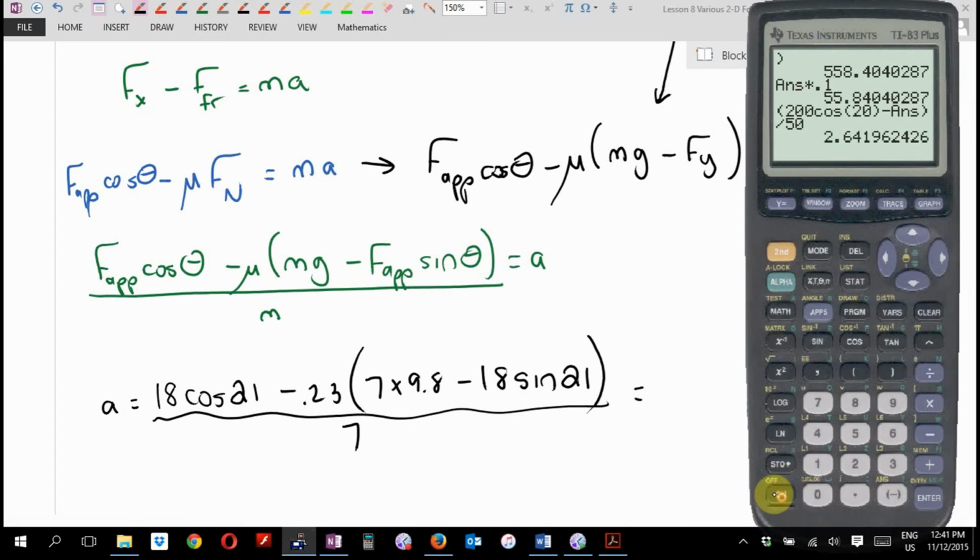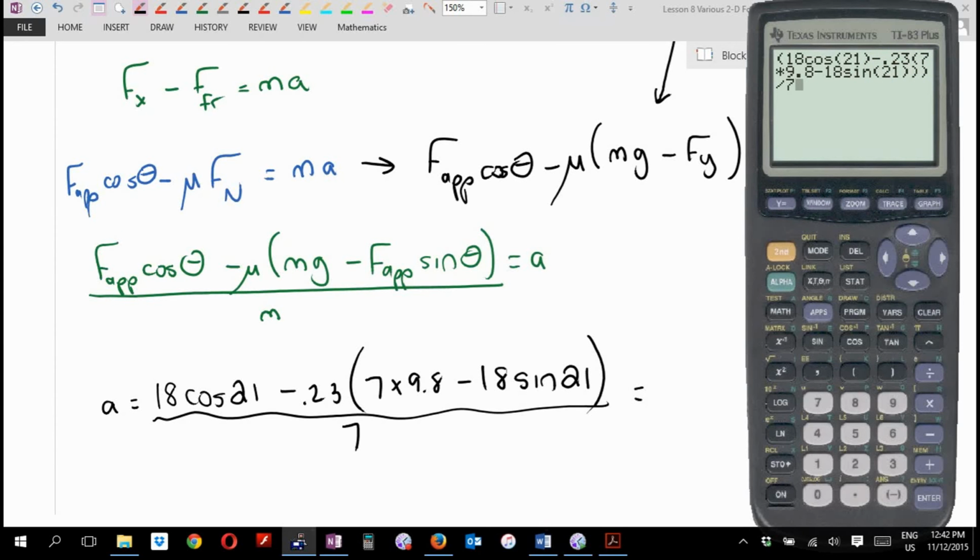Let's see if I can do this in one fell swoop. More than one number on the top. 18 cos 21 minus 0.23, and now I have to have a bracket. 7 times 9.8, take away 18 sine 21, close off the sine, close off that bracket, close off the top. I think it's 3 brackets. Let me double check. Open the top, close off the top. Open the bracket, close off the bracket. Yeah, I think I'm right.